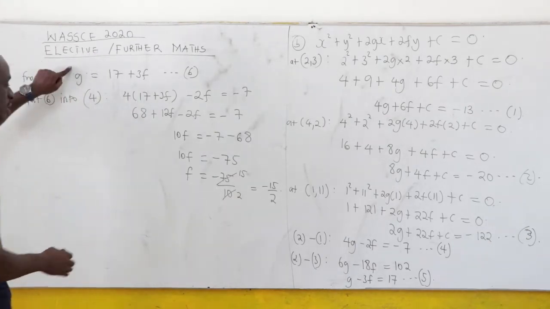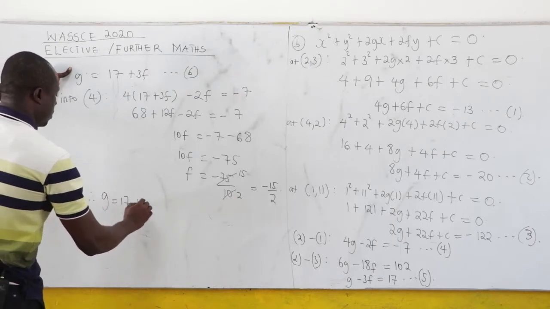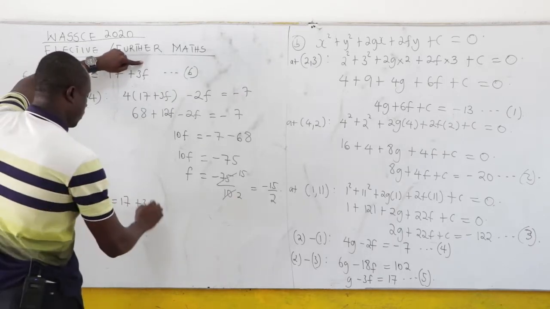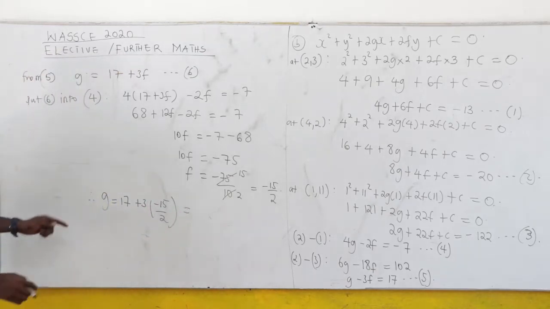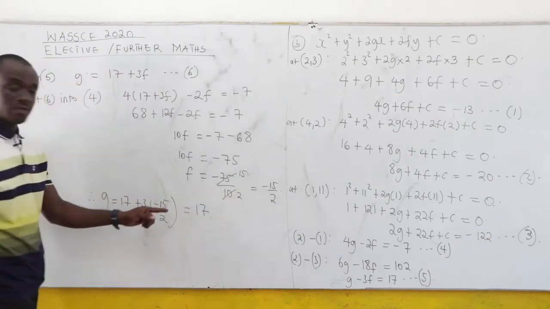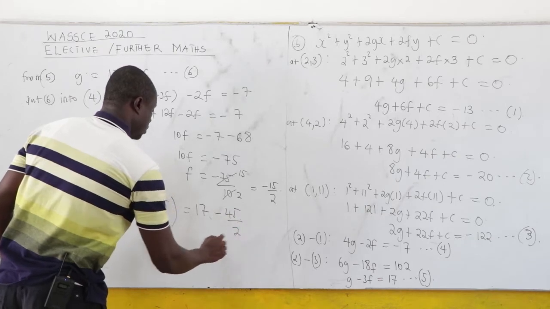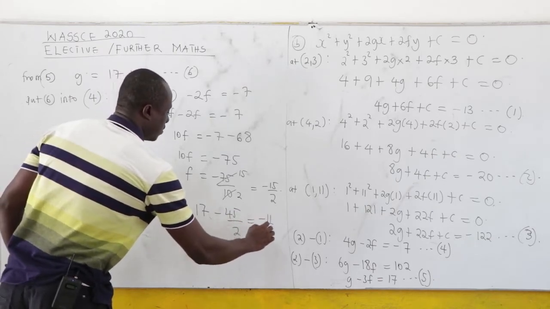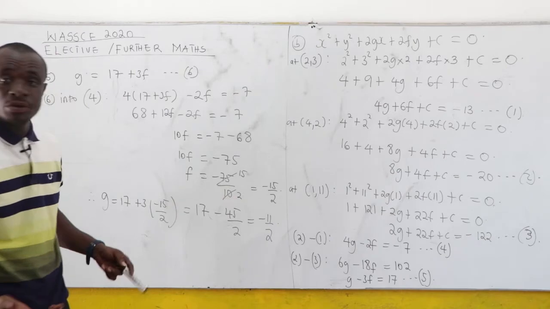Now we want to find j. So when you substitute into this, we get j. Therefore our j will be equal to 17 plus 3f. What is our f? Negative 15 all over 2. So this is the same as 17, now 3 times negative 15, that's negative 45 all over 2. And this is just negative 11 all over 2. Now we know f, we know j, but we don't know c.